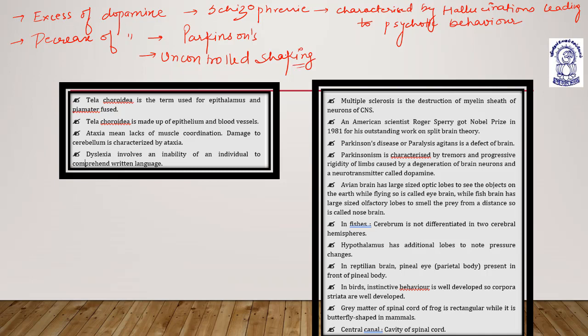Norepinephrine or noradrenaline is also a catecholamine, which is released by the sympathetic nervous system. It increases the metabolic rate, heart rate, and respiratory rate. Now everything has already been explained to you.